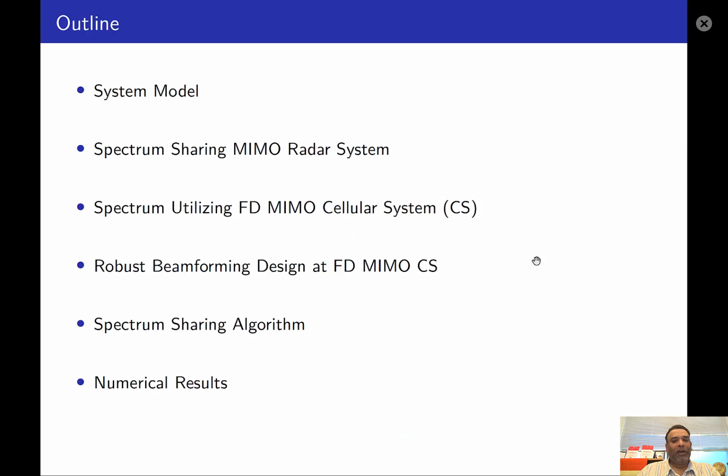So this is the outline of my talk. I will start by talking about our system model that we studied in this work, and then I will talk about spectrum sharing MIMO radar system, and then I will move on and talk about spectrum utilizing full duplex MIMO cellular system. Then I will talk about some robust beamformer design at the full duplex MIMO cellular system, and then I will talk about the spectrum sharing algorithm that we studied in this work, and I will show some numerical results.